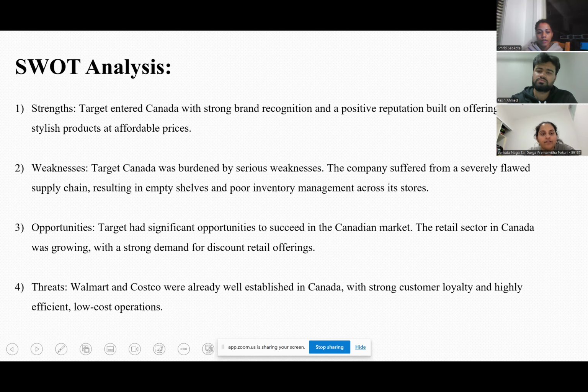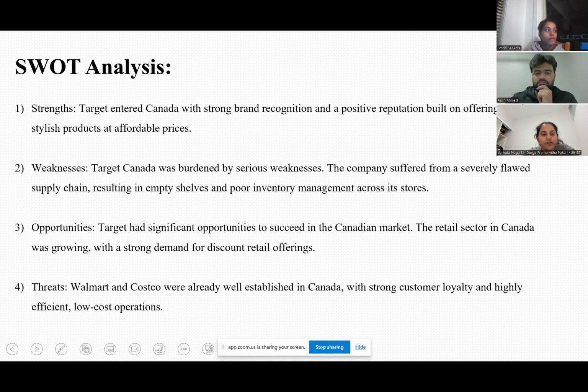Opportunities: Target had significant opportunities to succeed in the Canadian market. The retail sector in Canada was growing at that time, with very strong demand for discount retail prices and a variety of products. There was a gap for a stylish yet affordable retailer, which Target was well positioned to fill.